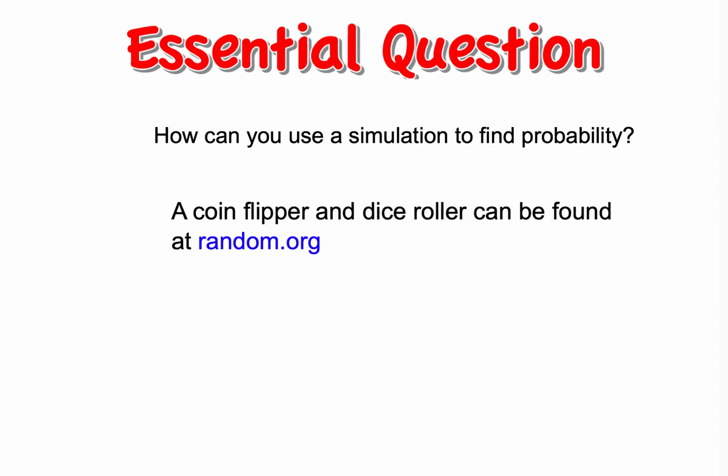Today we are doing lesson 10.5, extension simulations. In order to complete your notes for today, you will need a die and a coin. So before you watch this video, you're going to need to go find those things, or you will need to go to a website such as the one I have listed on the slide, random.org, where you can get a coin flipper and a dice roller. So go ahead and pause the video and get your die and your coin ready to go.